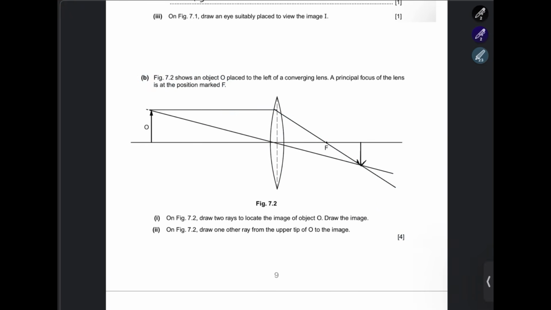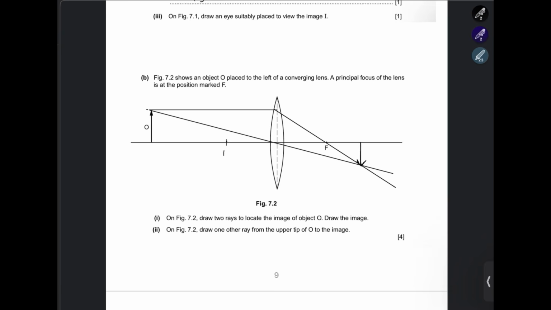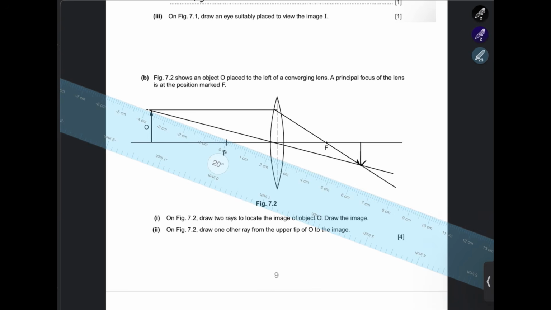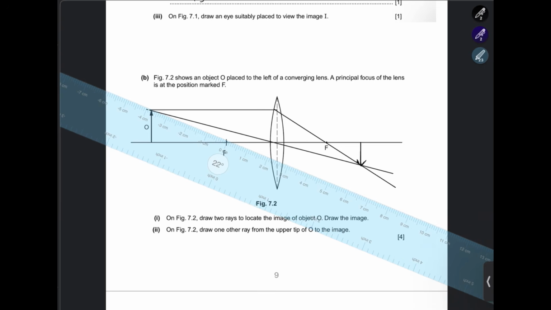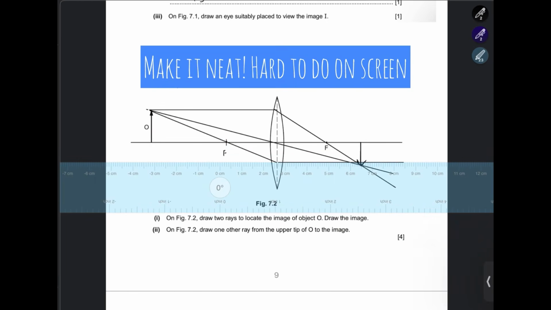Now on figure 7.2, draw one more ray from the upper tip of the object. We have drawn two rays. Now there's another way to draw the ray, and that is you need another focal point. So this is your focal point. Use a ruler to mark another, something like this. So this is the other focal point. Now you're going to take a ruler and draw another ray that goes from the tip of the object and passes straight through the focal point, like this. On the right side, it will be like this. This is a third way.